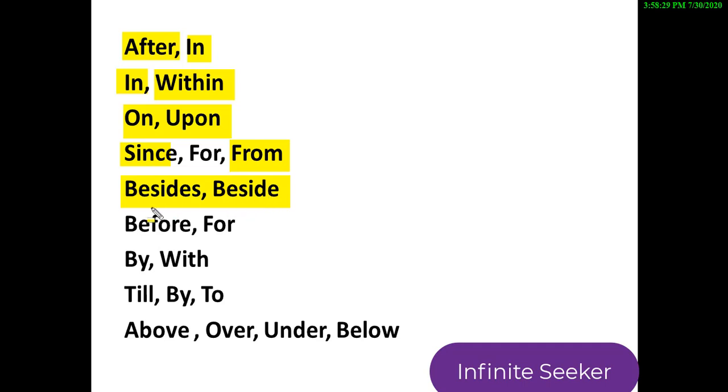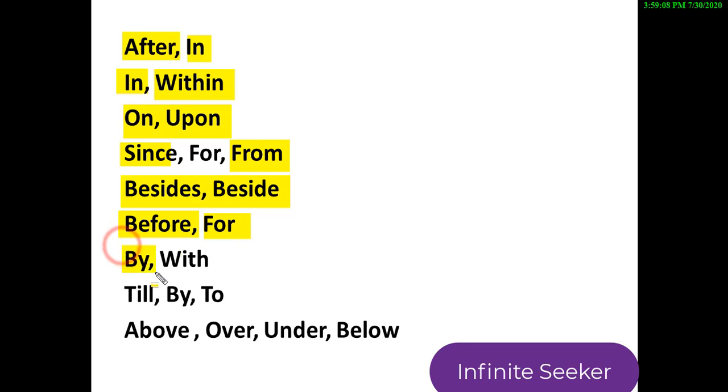And before, the preposition before is used in both affirmative and negative sentences to indicate a point of future time, while for is used in negative sentences to denote a period of future time. For example, the show will start before Margot arrives. The show will not start before Margot arrives. The show will not start for another hour.